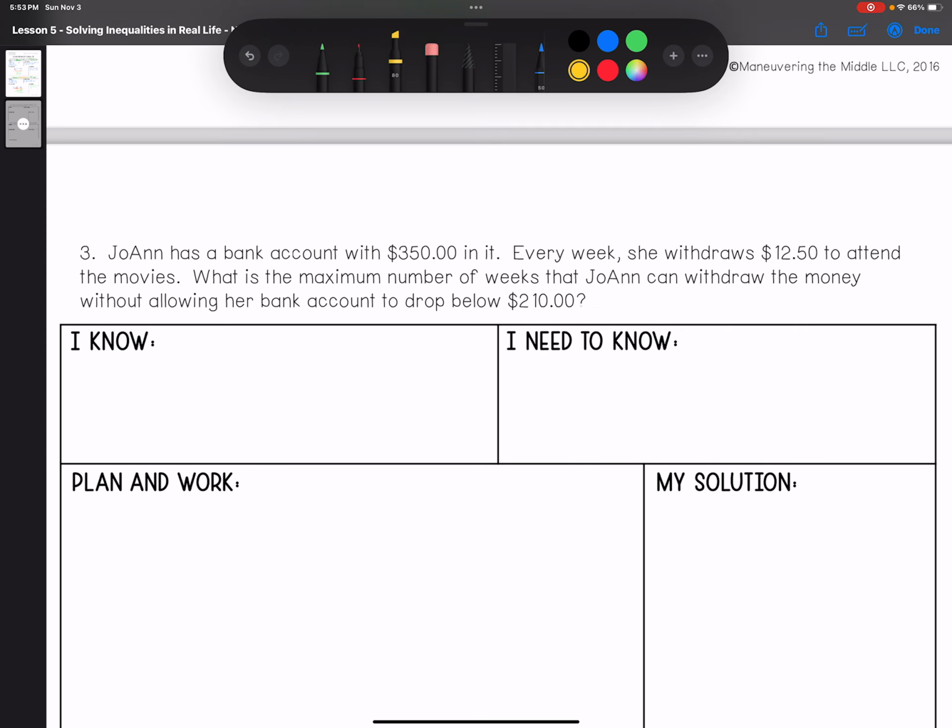Joanne has a bank account with $350. Every week, that's probably important, she withdraws $12.50 to attend the movies. So she goes to the movies every week. What is the maximum number of weeks that Joanne can withdraw the money without allowing her bank account to drop below $210? Okay? So how many weeks can she go without her account dropping below $210?